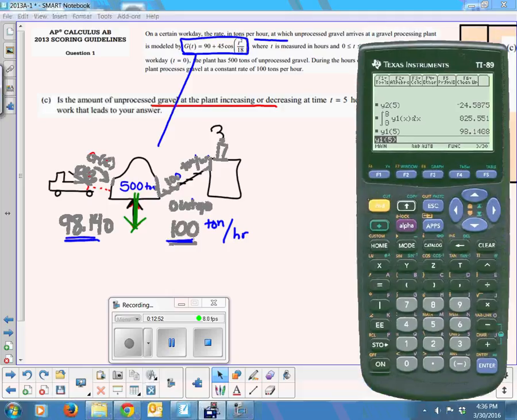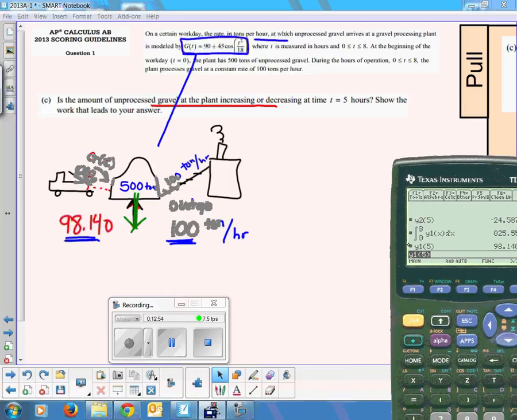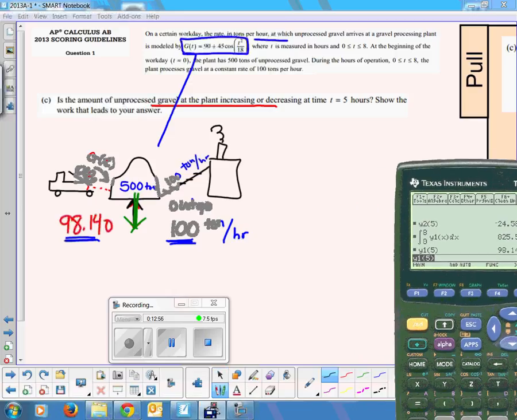So now it's just time to write an answer. Show the work that leads to your answer. It's not a lot of work to show. I think for showing the work, you would say g of 5 equals, and then write that number, 98.140.